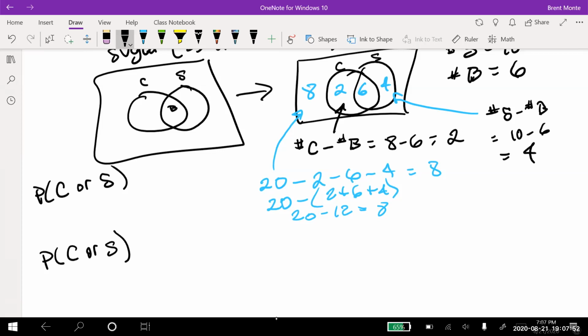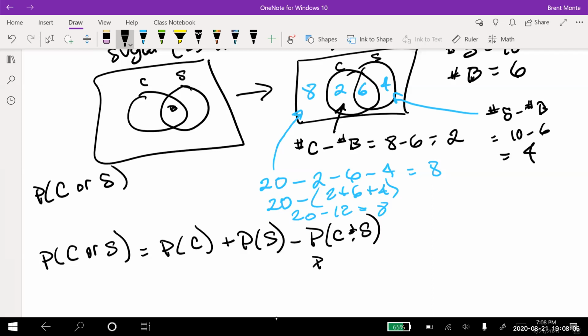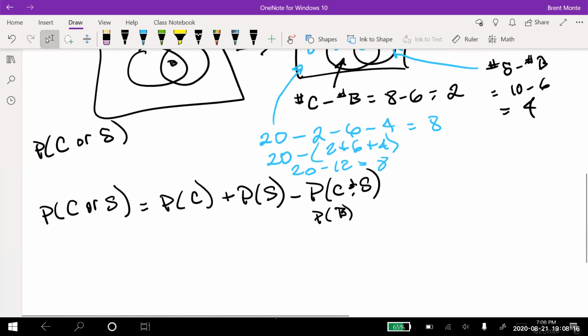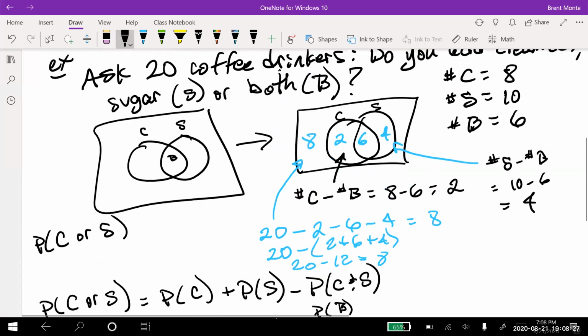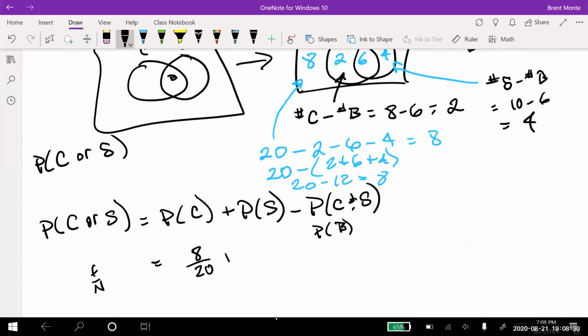So the probability they drink cream or sugar, well, it's probability of cream plus probability of sugar minus probability of both cream and sugar. Well, what's the probability of cream? What did we say added cream? 8 people. So that's going to be its probability, F over N again, right? It's 8 out of 20 people added cream. How many people added sugar? Well, we can look, 10 people. Plus 10 out of 20.